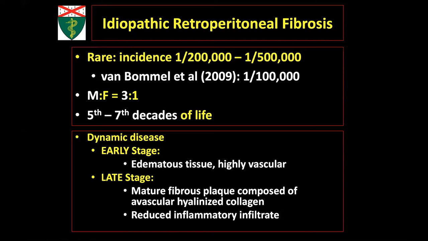But what I want you to remember about this disease, and something I didn't appreciate till a little bit later on, is that it's actually a dynamic disease. It's called fibrosis, but in the early stage of the disease, it actually consists of very edematous tissue that's highly vascular. And that fibrotic component really becomes more manifested in the late stage of the disease, where you have a reduced inflammatory infiltrate and more avascular, hyalinized collagen content.